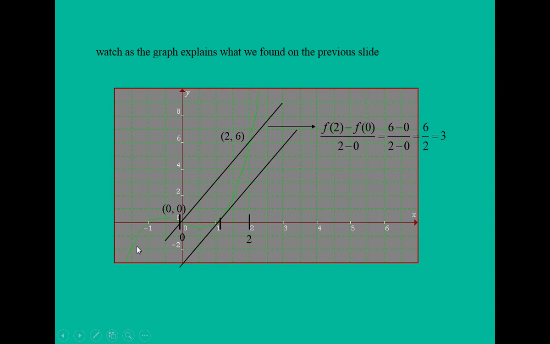We know someplace between 0 and 2, the slope of the tangent line would have to equal 3. And we found that to be 2 divided by the square root of 3. If we plugged in 2 divided by the square root of 3 back into our derivative, we see that the slope of the tangent line is 3 at that value of x.